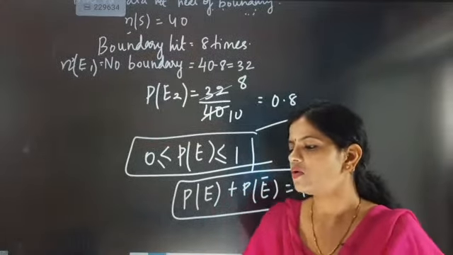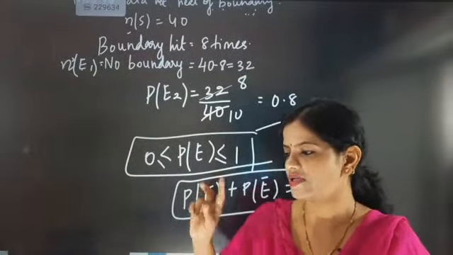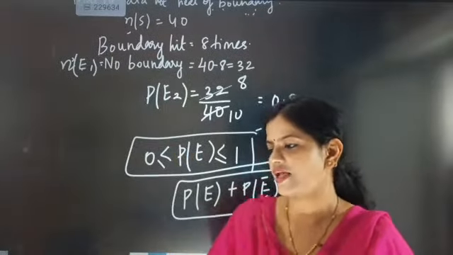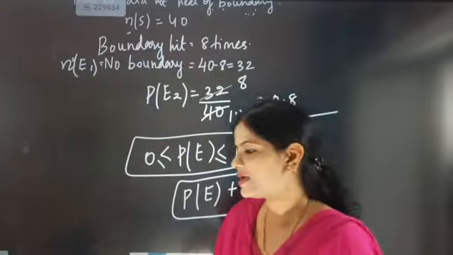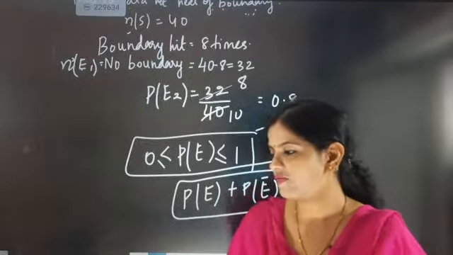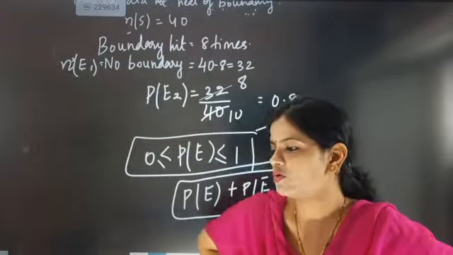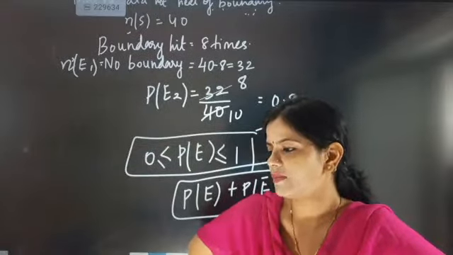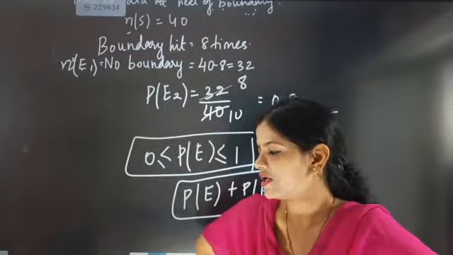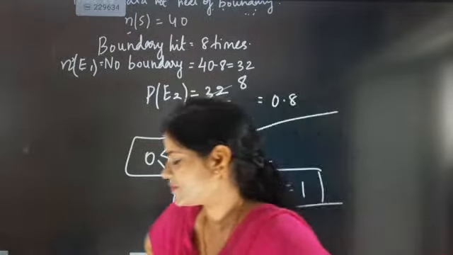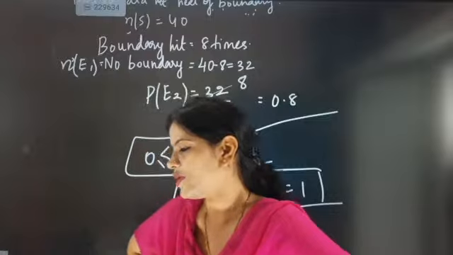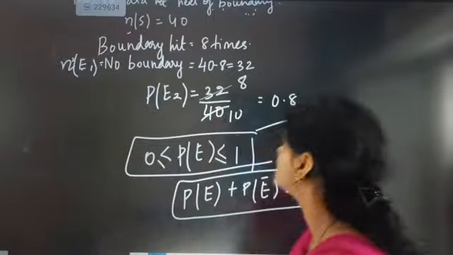Yes, correct. Out of 40 balls, he hit 8. So 8 fives are 40, so it is going to be 0.2. Directly you can get it from here. Probability of hitting is 0.2. Probability of not hitting is coming as 0.8. Fine.